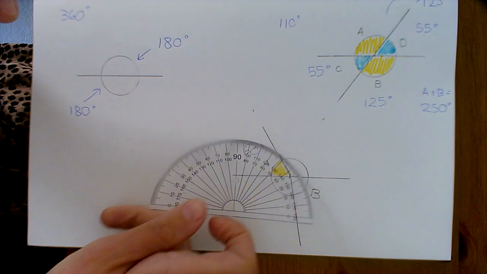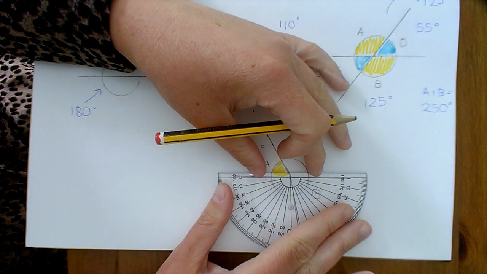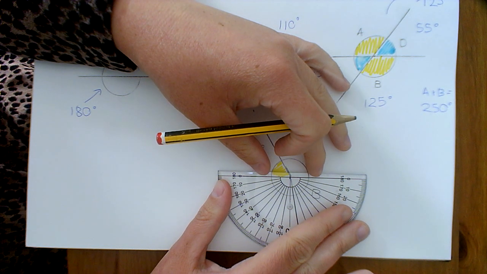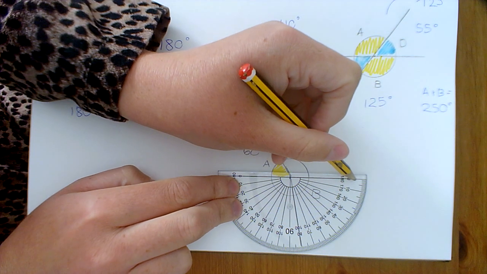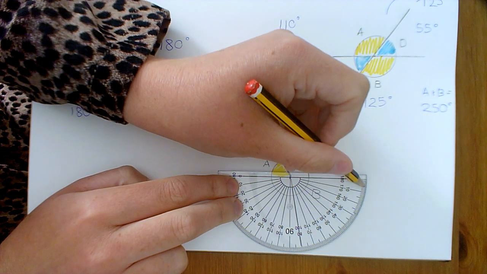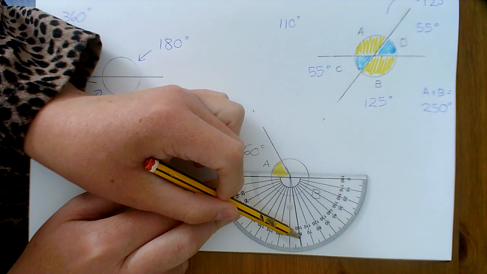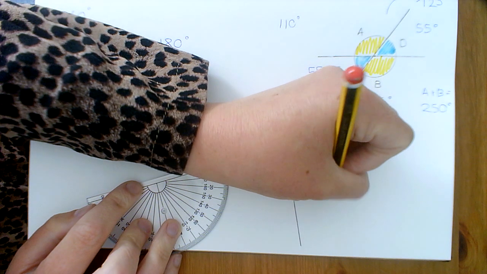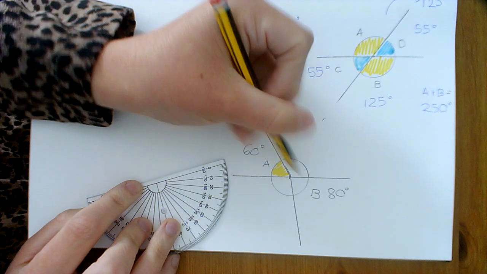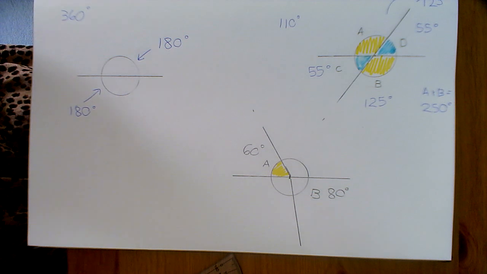Now let's measure B. So I'm going to flip my protractor around this way. Going to line up my origin and my straight line at the bottom, and the angle for B starts here at 0 and it goes all the way round. I can see it stops there, so it looks like B is pretty much spot on 80 degrees. So B equals 80 degrees. So you can see that those two angles are in fact not equal.